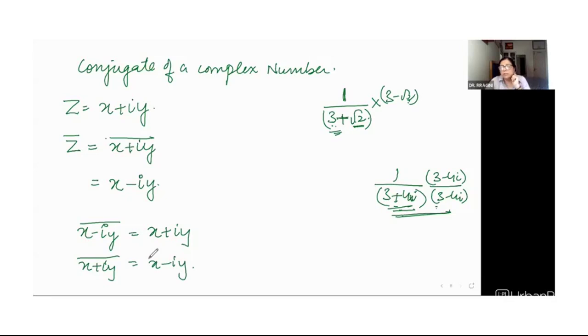Now, what is the utility of conjugate? I have told you why we use it. I had told you in the previous video, we had done up to multiplication. Now, let us come to division. That will involve this conjugate. Let's say z is 1 divided by 3 plus 4 iota.